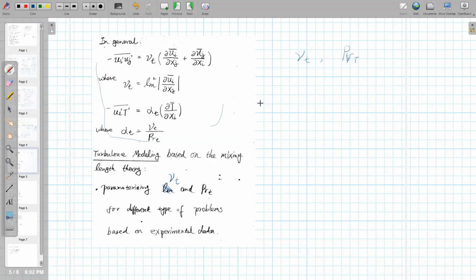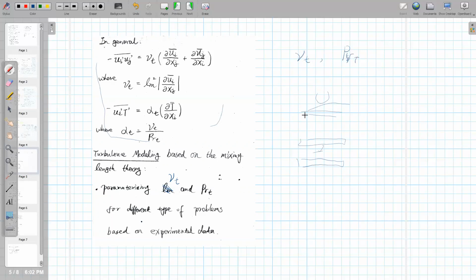No. Okay, that's good. This is a simple theory, but it has some issues. The main issue is that after this theory was developed, many researchers tried to find the values of these two quantities, nu T and the turbulent Prandtl number. They may find nu T and the Prandtl number for turbulent flow over a flat plate, and for turbulent flow inside pipes. But what they found is that the values for these cases are very different.